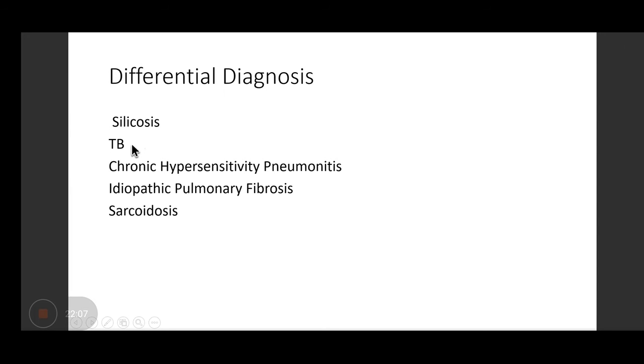So silicosis, TB, chronic hypersensitivity pneumonitis, idiopathic pulmonary fibrosis, sarcoidosis. So for TB, we already told how we can confirm if it is a case of TB. Okay. And now coming to chronic hypersensitivity pneumonitis. So what are the history? What other history will you ask in case of chronic hypersensitivity pneumonitis?